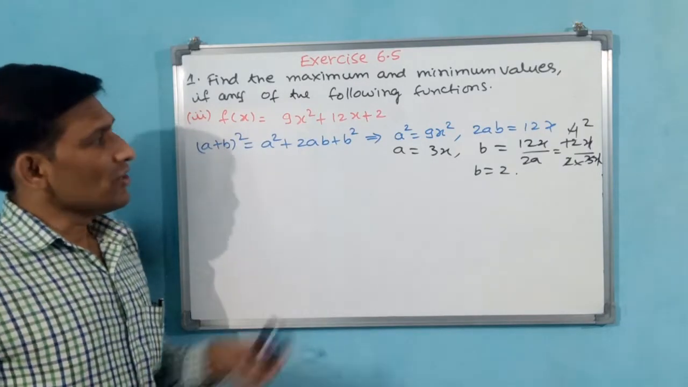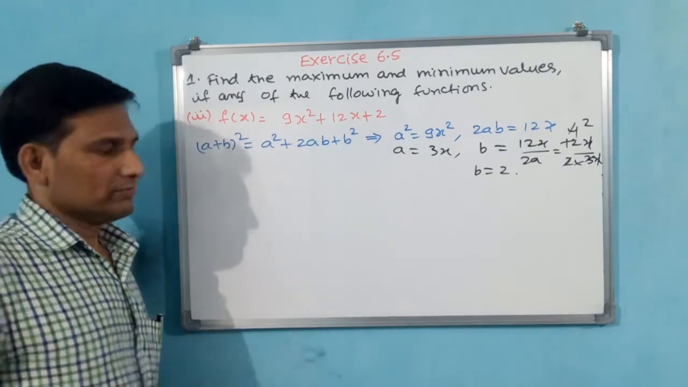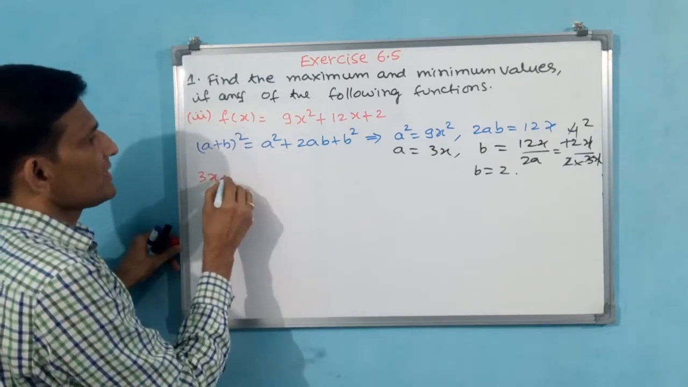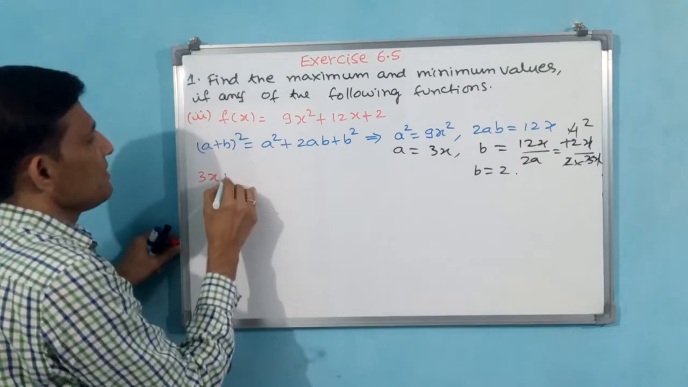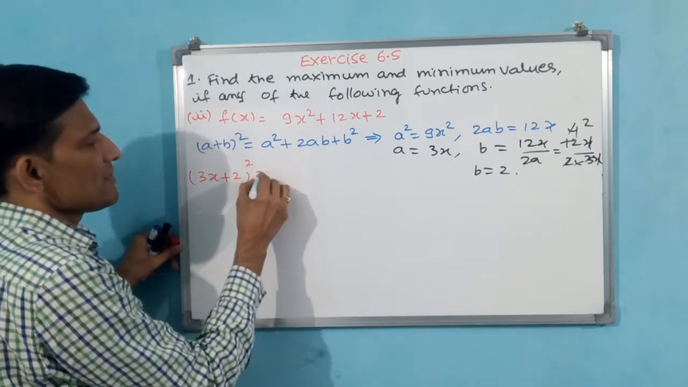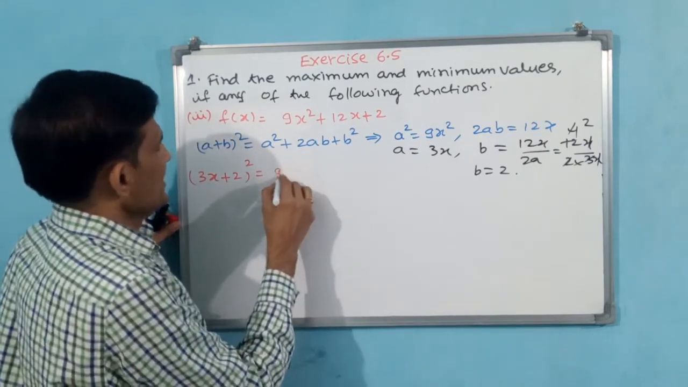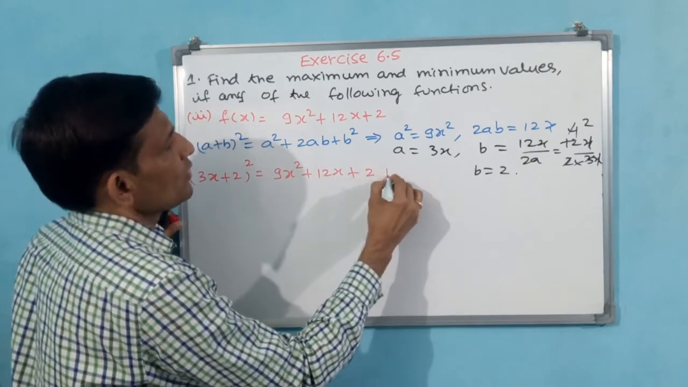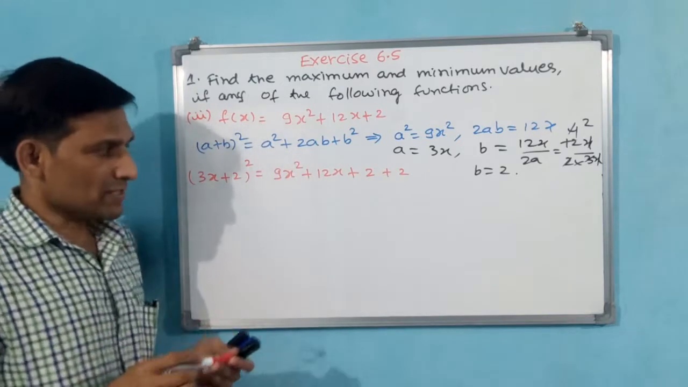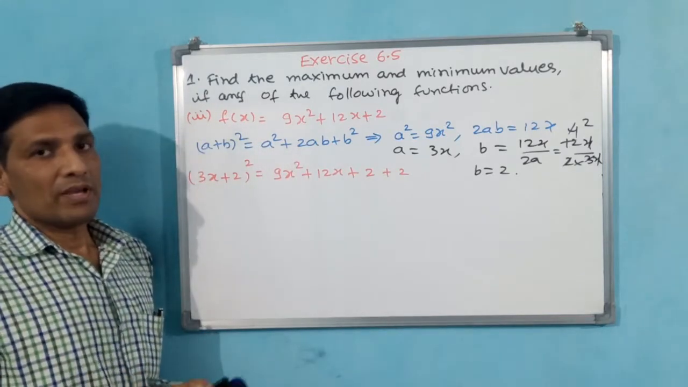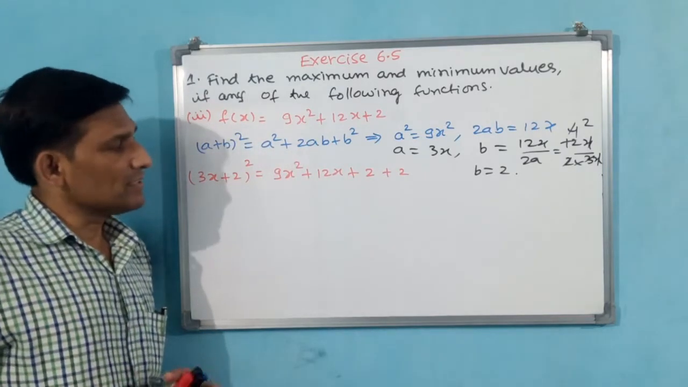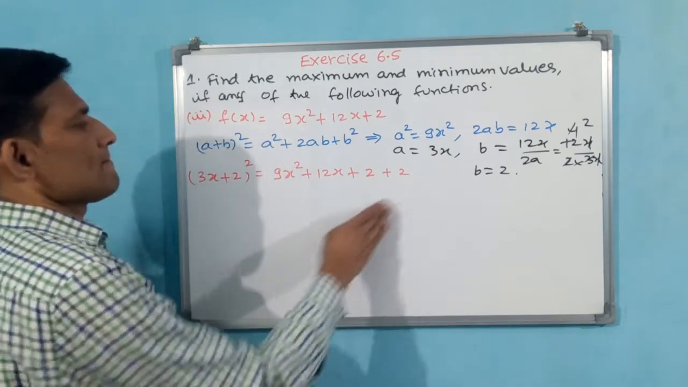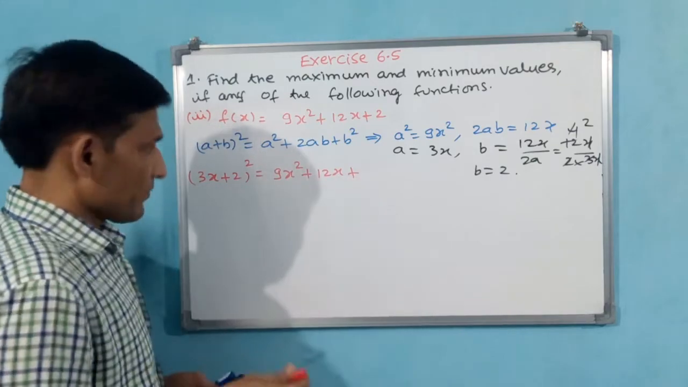But see here, is there b square? No. Okay. First of all, you write down this. 3x plus b, meaning 2, whole square is equal to 9x square plus 12x plus 2 plus 2. Is it okay? First you see. Why I have written like this? Why? Because see, I will write 4 only.